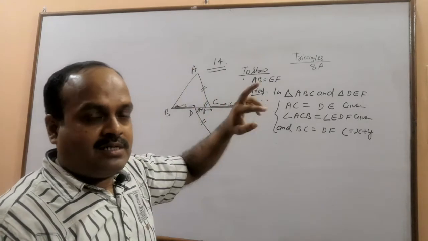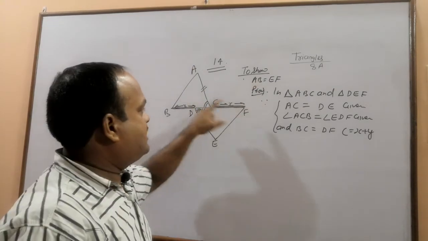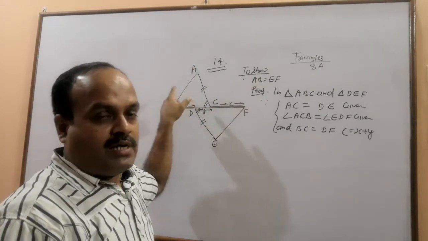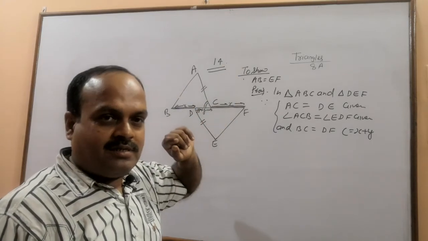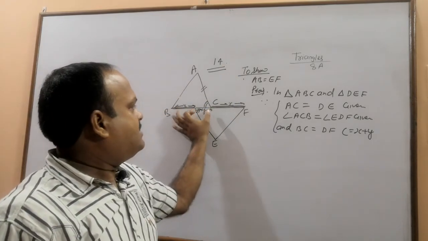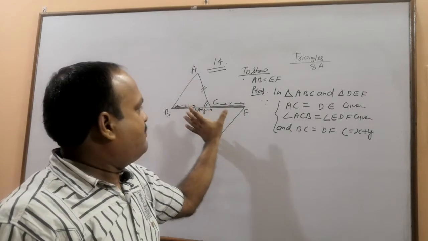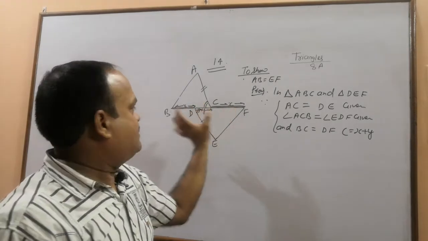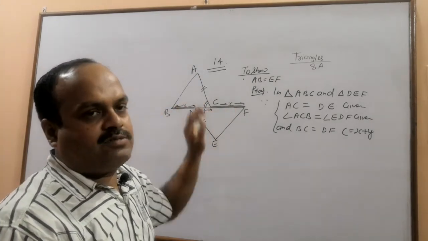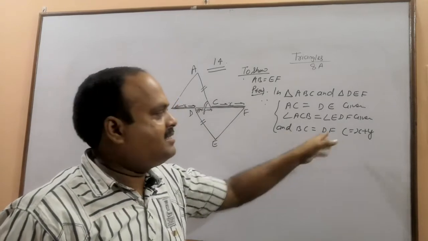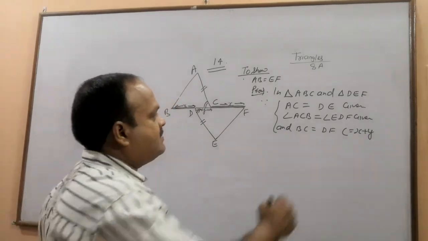In the question I got this information that these two are equal. So I have considered their length as x unit, and by my side I have considered this CD as y unit. Therefore the whole DF will be x plus y and BC will be x plus y. So these two sides are equal because their length is equal to x plus y.